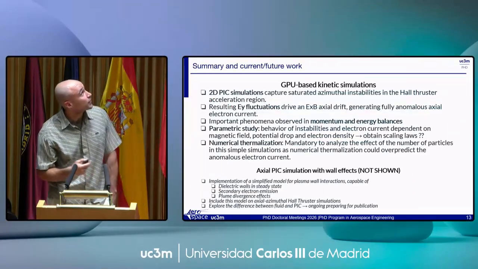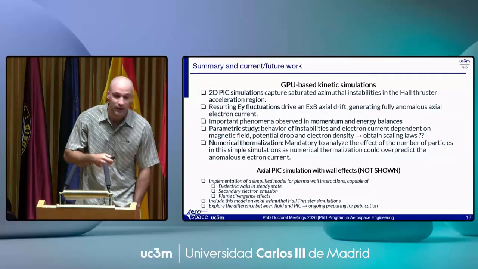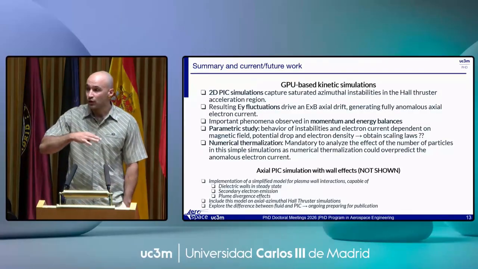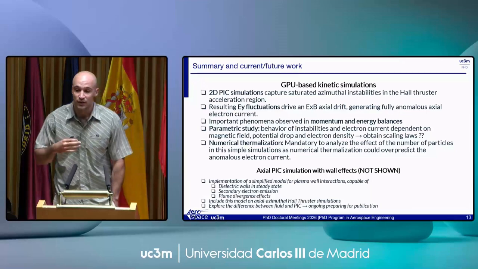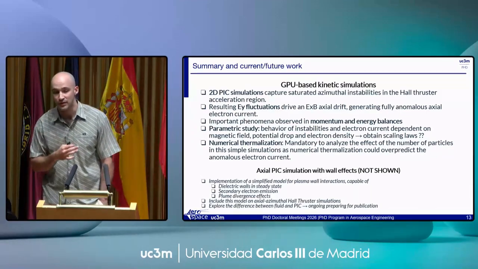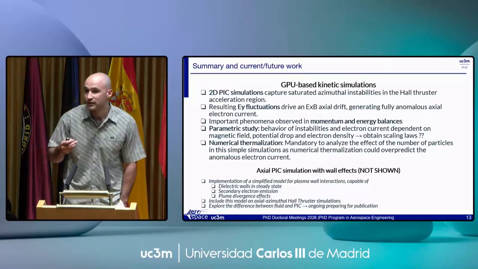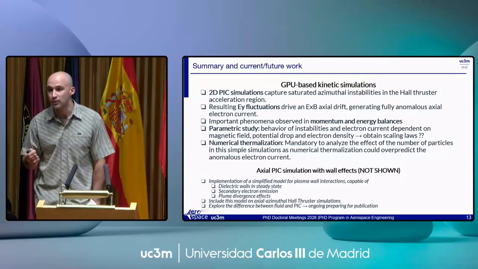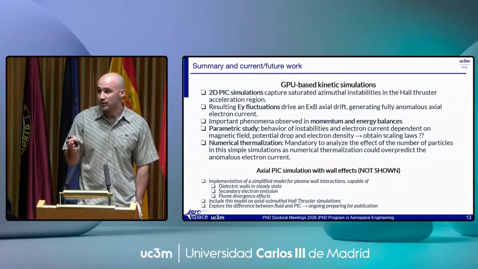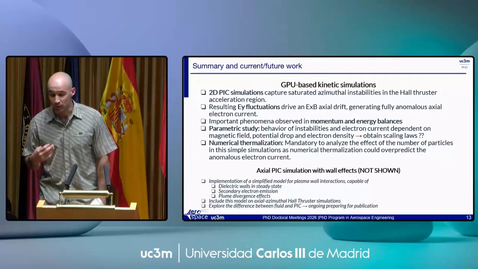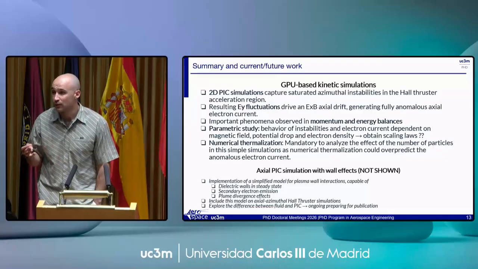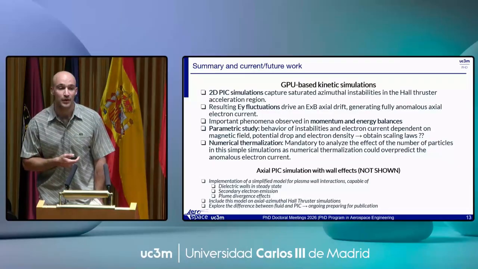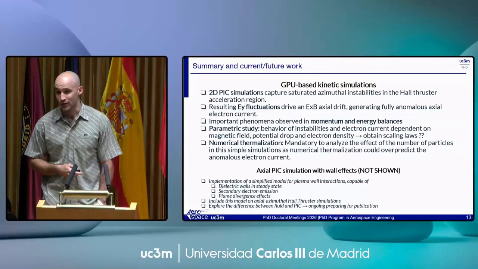So, summary and current work. On the GPU-based code, we did 2D PIC simulations of the acceleration region, and we started to look into how these instabilities affect your plasma, as well as trying to understand what happens if we change some parameters. Also, something that I did not say is that this parametric study can be done because of the GPU. These simulations on the GPU take around 17 hours, whereas a CPU-based code takes considerably more time. And then you need to be careful with the numerical thermalization and do convergence studies to analyze what happens if you change the number of particles per cell.